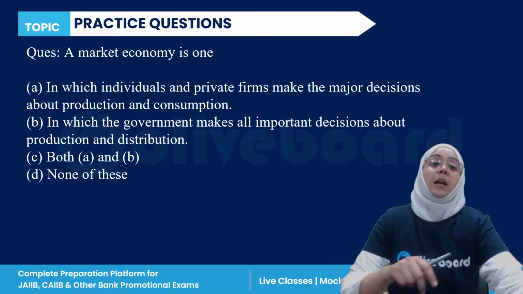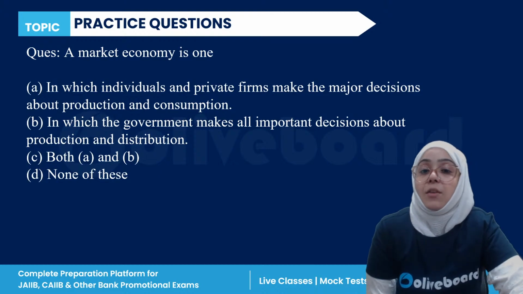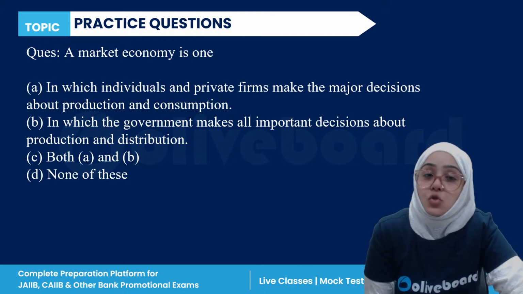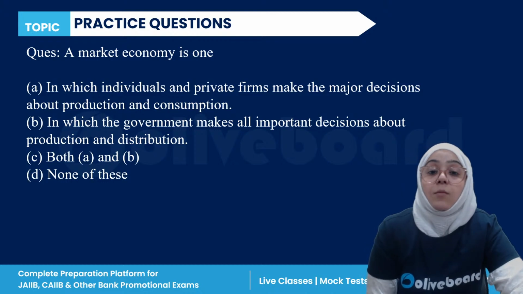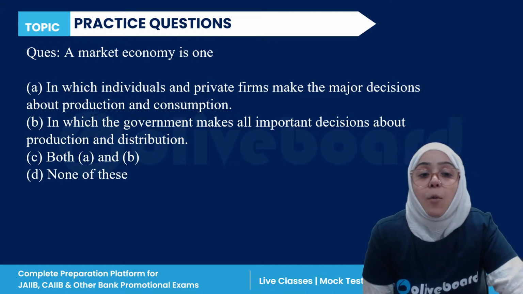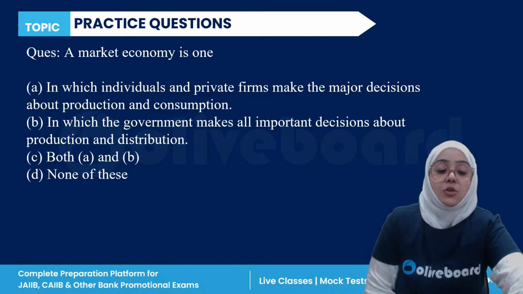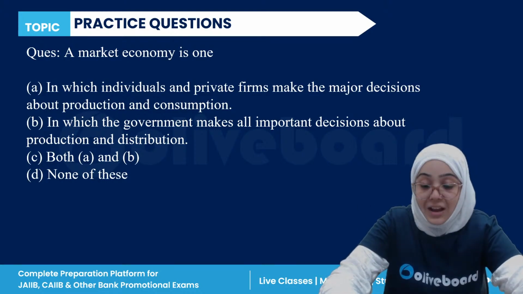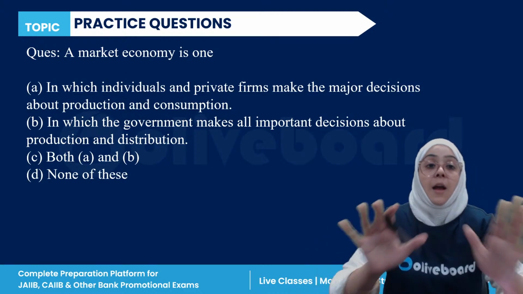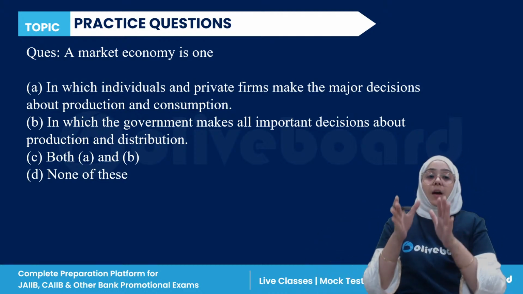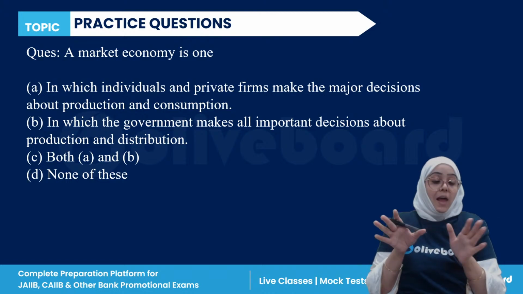Okay, next question. A market economy is what? In which the individual and private firms make the major decisions about production and consumption, right? In which the government makes all the important decisions about production and distribution, both one and two, or neither one nor two. Just now I have explained this. Market economy is the one which is dash. I have explained it. Now you can all answer this question.